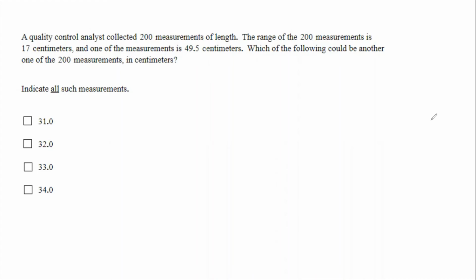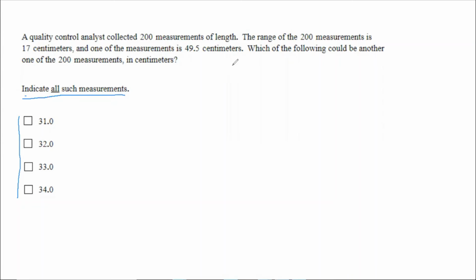Indicate all such measurements. So this one can be a little tricky, and I really advise you to always make sure that you're reading through the question in full. So you can see that it's asking us to indicate all of the measurements. You can also see that by the layout of the answers. It's not a bubble to be filled, it's not a blank to be filled, but rather check boxes in which you can check as many or as few as you would like.